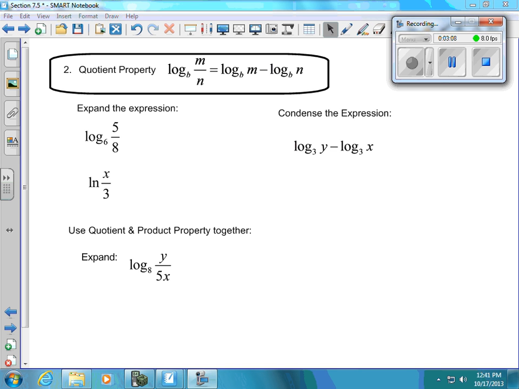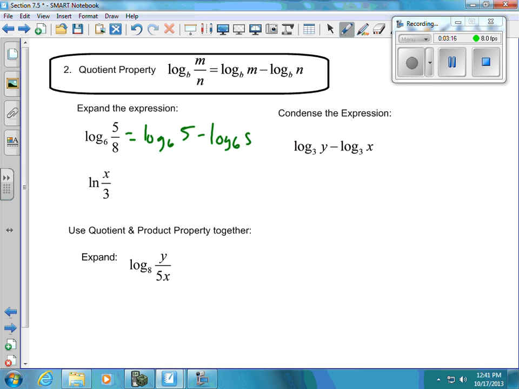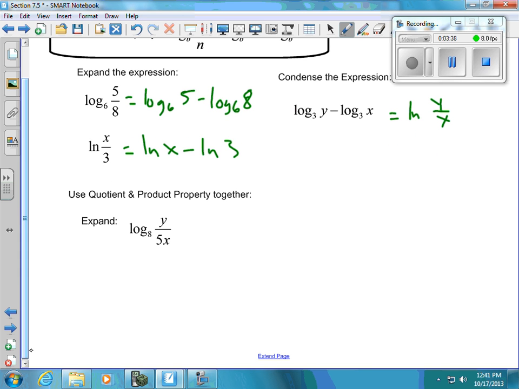So expanding this expression, we'll look at some simple ones here. This would be log base 6 of 5 minus log base 6 of 8. So obviously whatever the numerator is, that comes first, the denominator comes second. Natural log of x minus natural log of 3. And if I wanted to condense, these both have the same base, so this would be natural log of y over x.